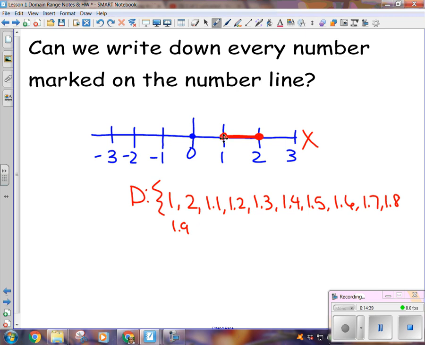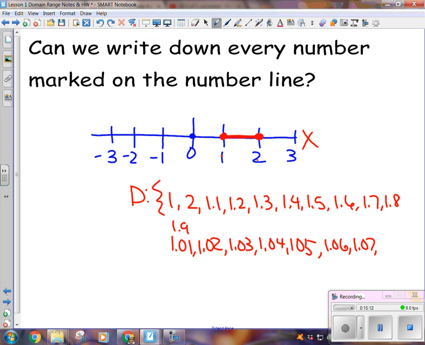Let's see. I did give 1 decimal. What if I wanted to list 2 decimals? Could I list up to 2 decimal places every number between 1 and 2 on the number line? Ooh, let's see. That'd be 1.01. Wow. 1.02, 1.03, 1.04, 1.05, 1.06. Oh gosh, this is going to take a long time.